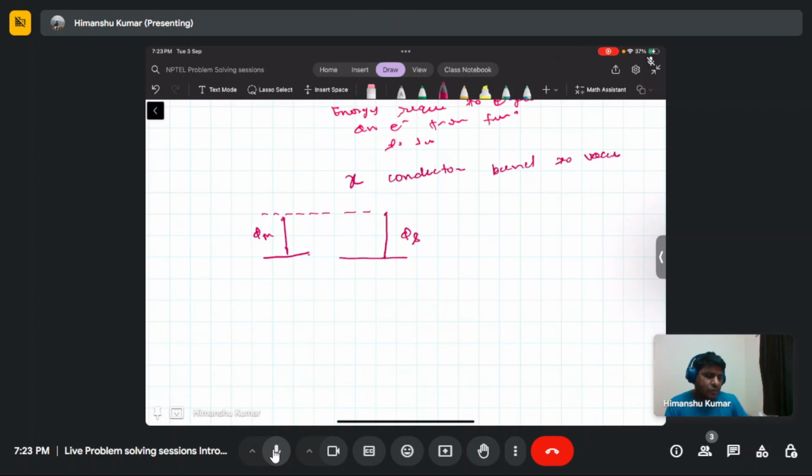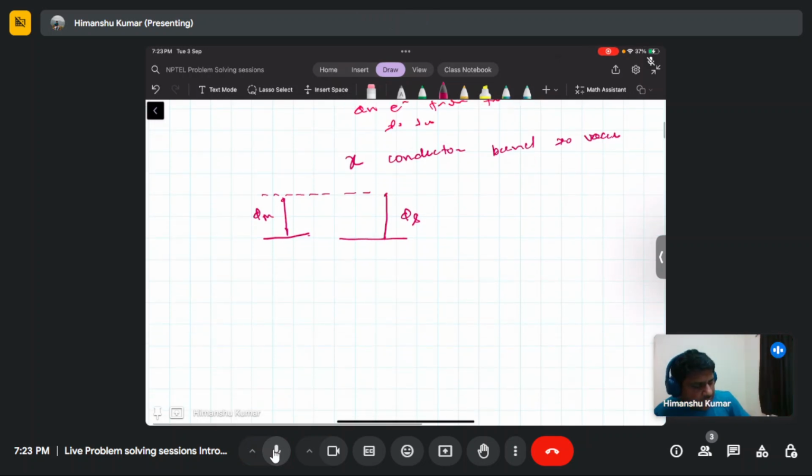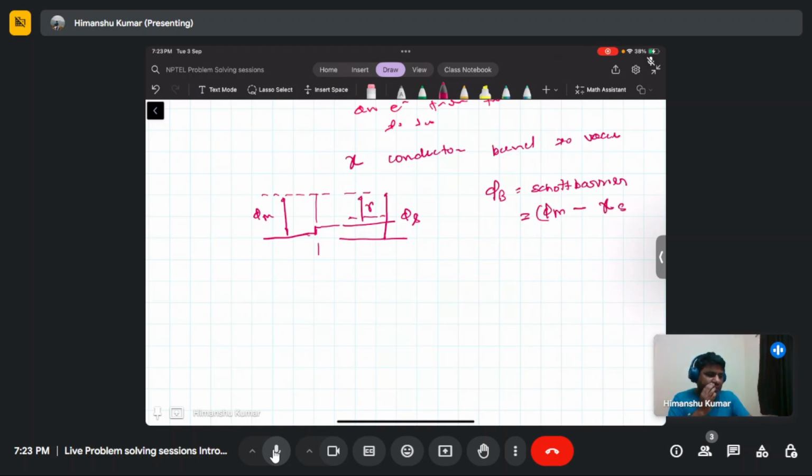Hello, yeah. So this is the semiconductor Fermi level, and then you define the electron affinity chi, which is a material dependent parameter, and you define the Schottky barrier as phi b, which is defined as phi of metal work function minus chi of semiconductor. So that is defined.